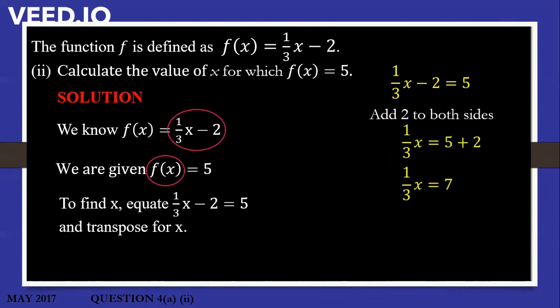So step 1, we are going to add 2 to both sides. By doing this, we will have 1/3 x equals 7. Step 2, we are going to multiply both sides of the equation by 3, which gives x is equal to 21. Therefore, when x is 21, f of x is equal to 5. Did you get x equal to 21 for your answer?